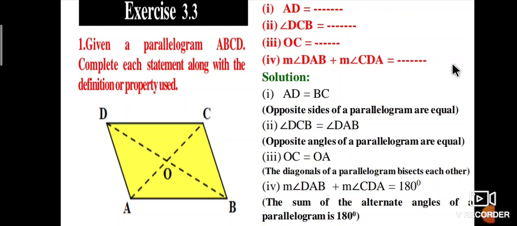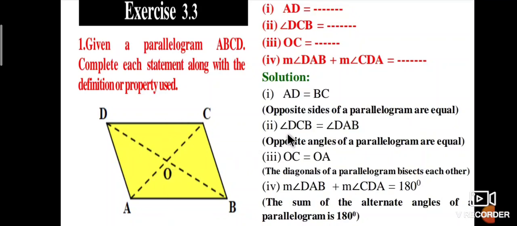Okay, here we consider the sum of the adjacent angles. We have to discuss how to solve this one. ABCD is a parallelogram. In a parallelogram, the opposite sides are parallel and equal. Therefore, first one, AD is equal to BC, because the opposite sides of a parallelogram are equal.